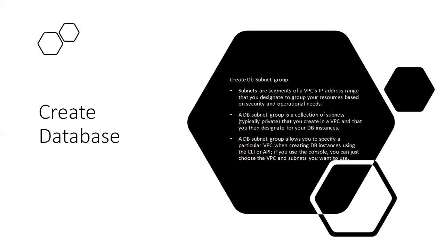RDS storage is basically of three types. General purpose solid state drive, which Amazon recommends as the default choice. Provisioned input output operations per second, that is IOPS, SSD storage for input output intensive workloads. And magnetic, a lower cost option.